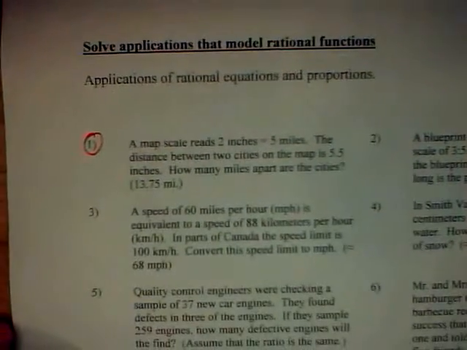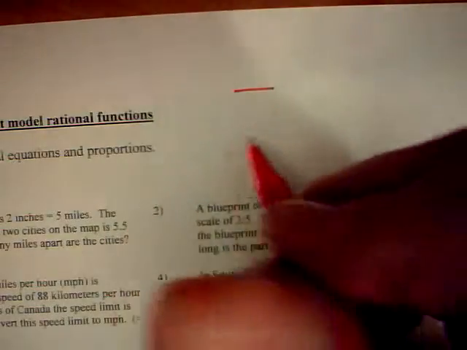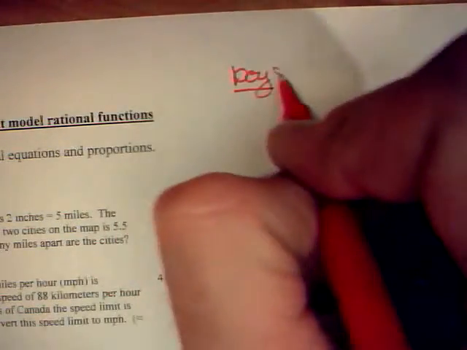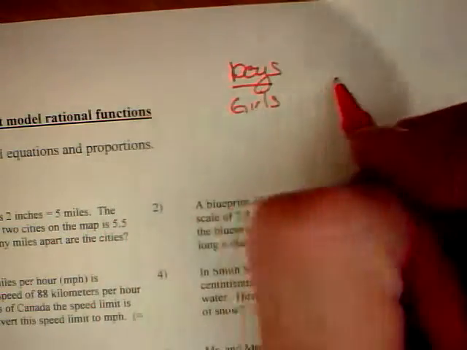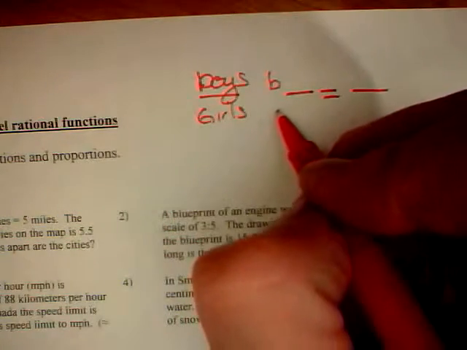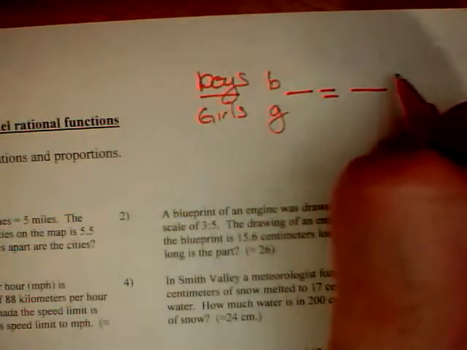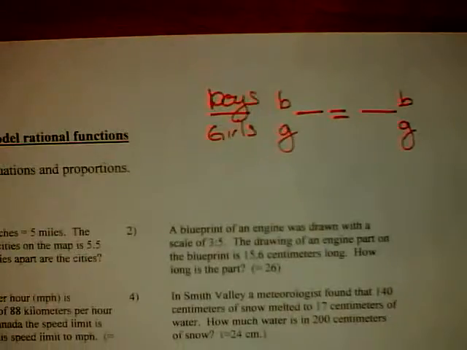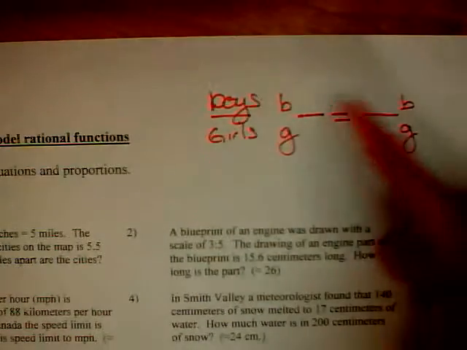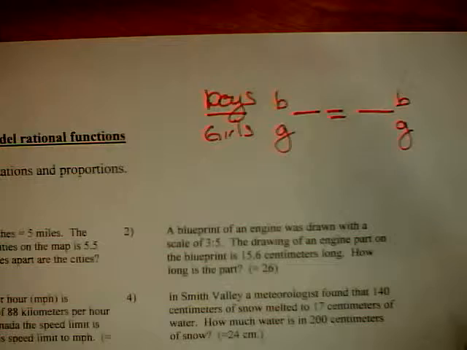On all proportions, the first thing you're really going to want to do is set up your ratio, such as boys to girls. If boys is in the numerator when you set up your proportion, and your denominator represents your girls, then your numerator should always represent your boys and your denominator should always represent your girls. Whatever's in the numerator always stays in the numerator, and whatever's in the denominator always needs to stay in the denominator.